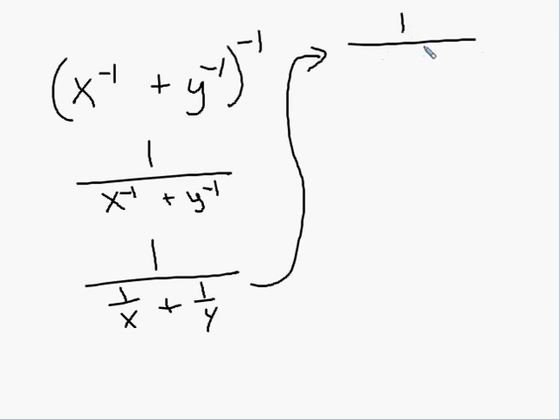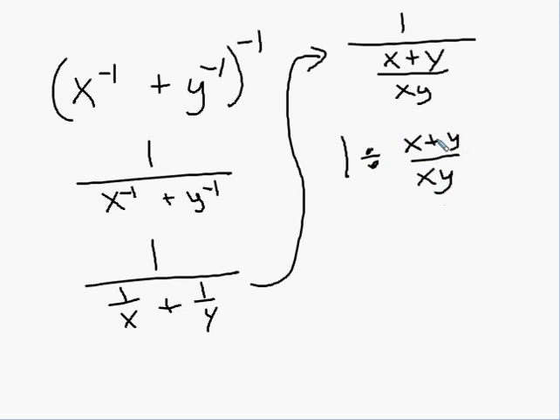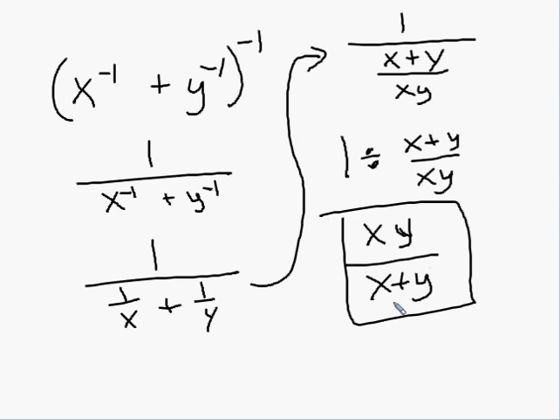So I get 1 over xy, and this is going to be x plus y in the end. Now I keep, flip, change, so 1 divided by x plus y over xy, flip, and 1 times anything is that thing, so this is the final answer. And again, x can't equal negative y.